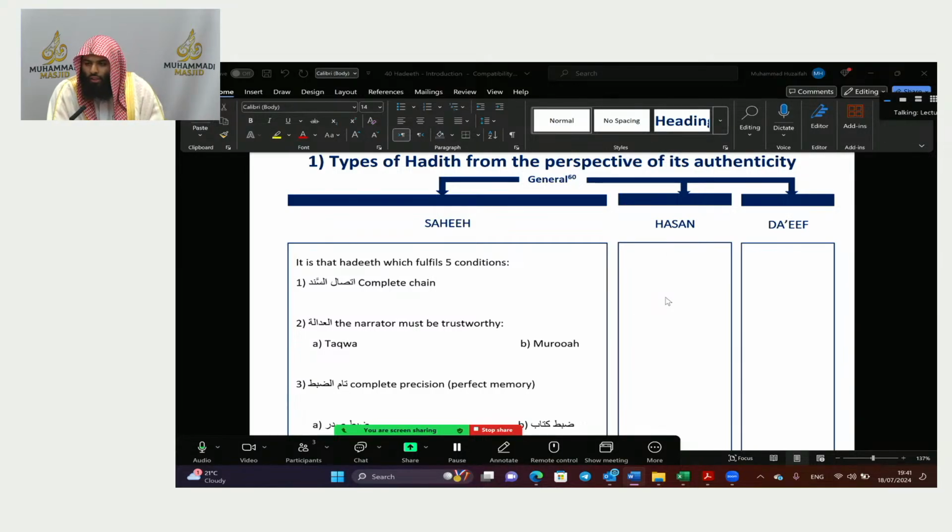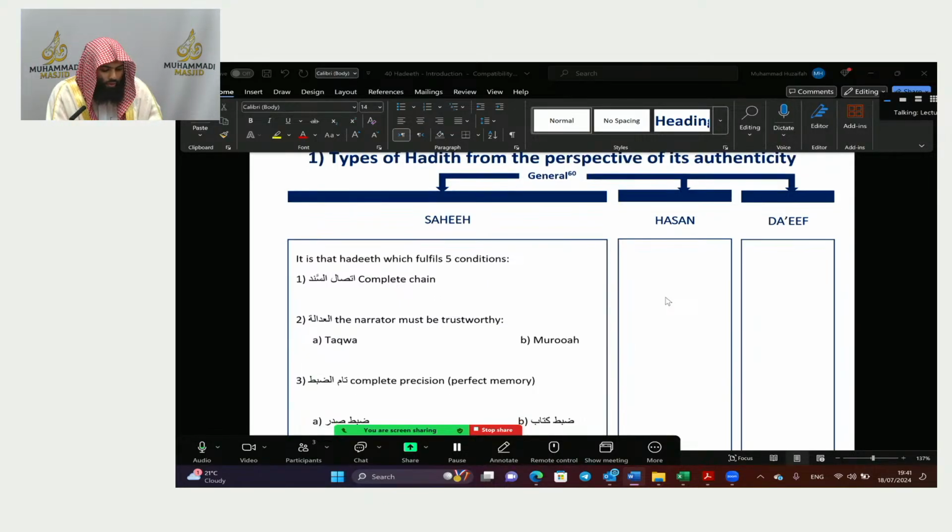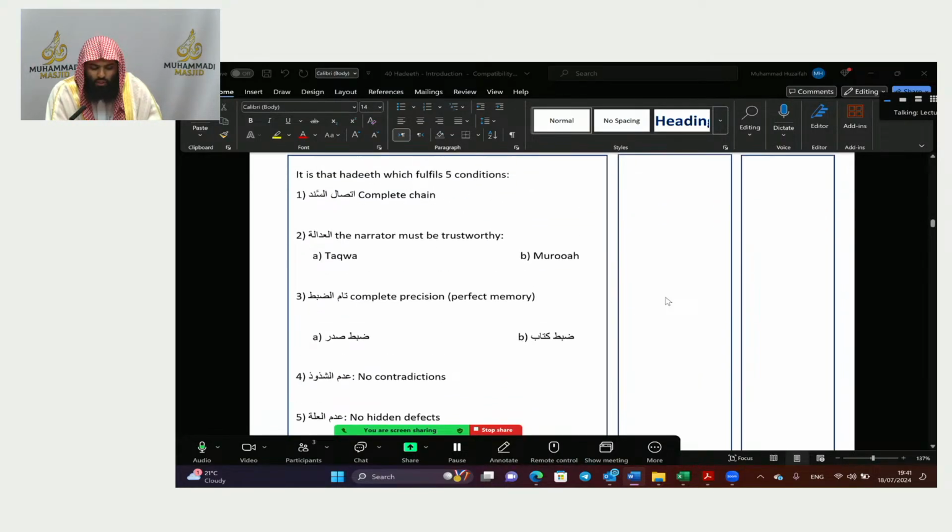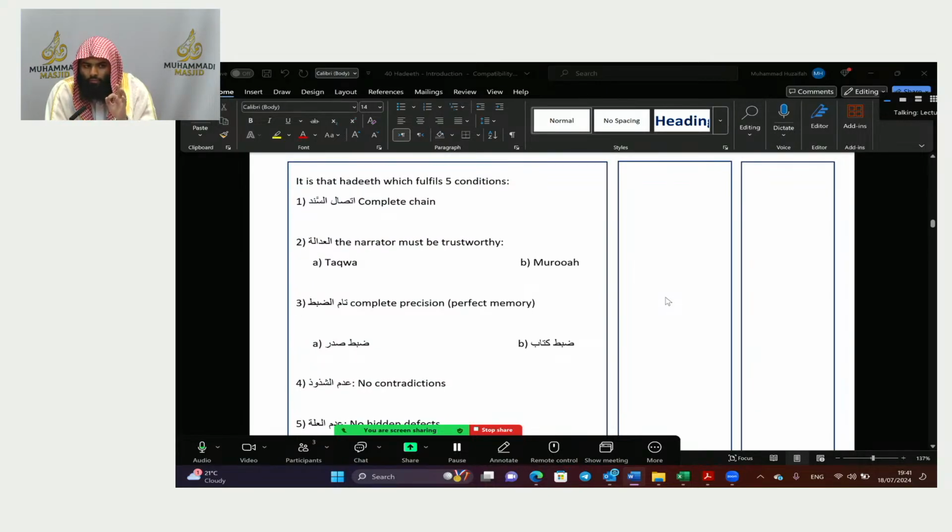Now Sahih hadith is basically, in simple terms, a hadith which fulfills 5 conditions. So how many conditions are there for Sahih hadith? 5. 3 of them are conditions that have to be present. These are 3 things that have to be there. And the remaining 2 are 2 things which can't be there. That's an easy way to remember what these conditions are. 3 that have to be there, and then 2 which cannot be there. So what are these conditions?